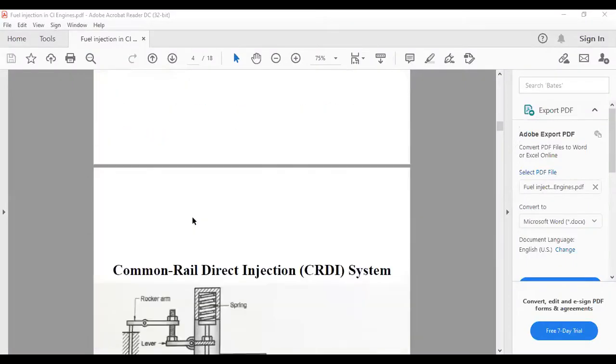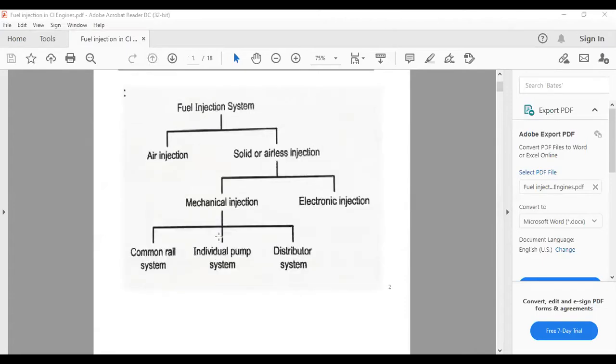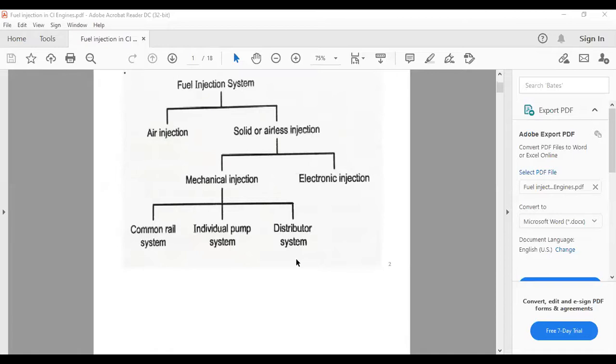Okay, this is about the fuel injection system in diesel engines. In brief, generally the fuel injection system is of two types. One is air injection, otherwise airless or solid injection. Solid or airless injection is classified in two types again: mechanical injection and electronic injection. Mechanical injection is classified into common rail, individual pump, and distributor system.